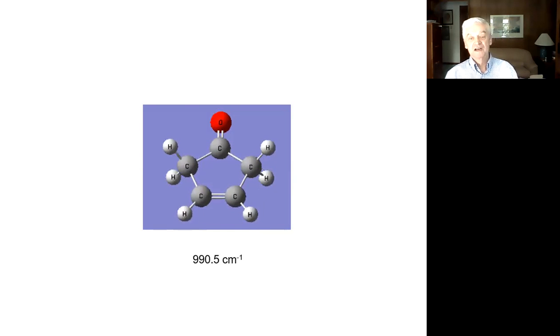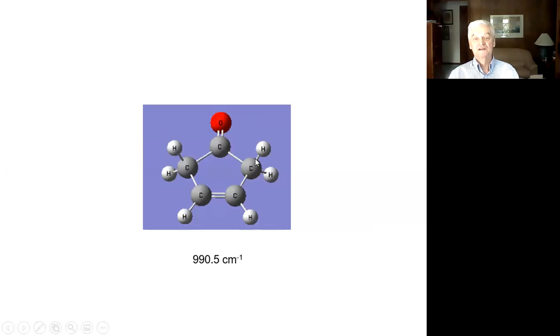This is now a CH2 rock. So this one is in phase. You can see why this looks like a rock. So picture grandma sitting here on this carbon atom. She's rocking in a rocking chair, and that's where the description comes from.